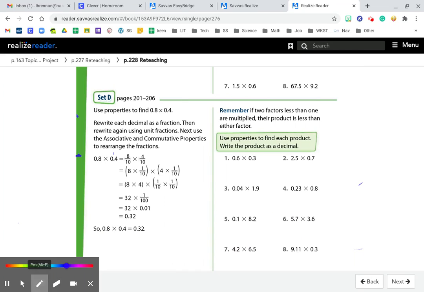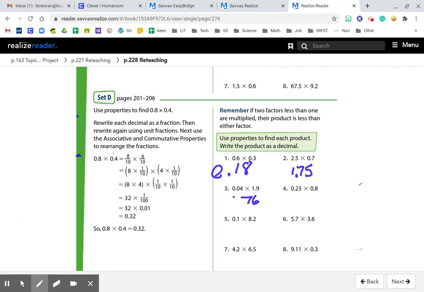0.6 times 0.3, 6 times 3 is 18. 2 digits in decimal place value in the problem, 2 in the answer. 25 times 7, think of quarters, $1.75. 2 digits in decimal place value in the problem, 2 in the answer. 19 times 4, that might be trickier to do in your head, but 20 times 4 is 80, and we're just going to take 4 out, so we're going to wind up with 76. 3 digits in decimal place value in the problem, 3 in the answer.